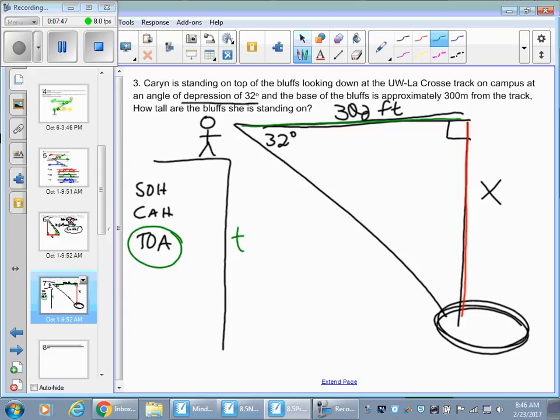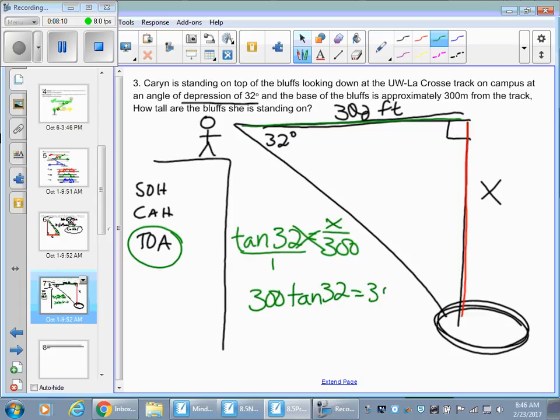So the tangent of 32 equals opposite x over 300. When we cross multiply, we get 300 times the tangent of 32 equals x. So you do that typing in your calculator, and you end up with x equals 187.5.